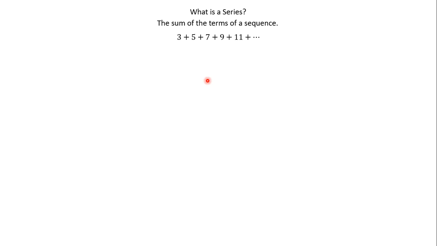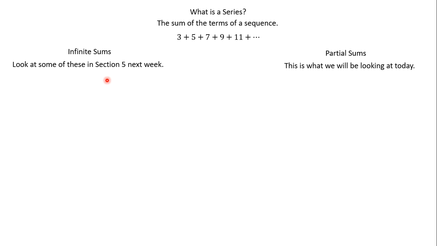So for example, 3 plus 5 plus 7 plus 9 plus 11 plus ... Now that is one of the types of series we have, and that's called an infinite sum, an infinite series. We also have a partial sum. And a partial sum is what we're going to be looking at today, where we'll be just adding up the first however many terms. Infinite sums are a little bit trickier, and we'll be looking at those in Section 5 next week. So that's what a series is. It's just the sum of a sequence or part of a sequence.